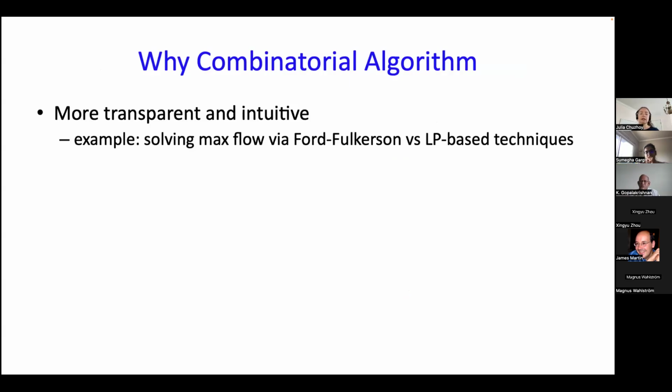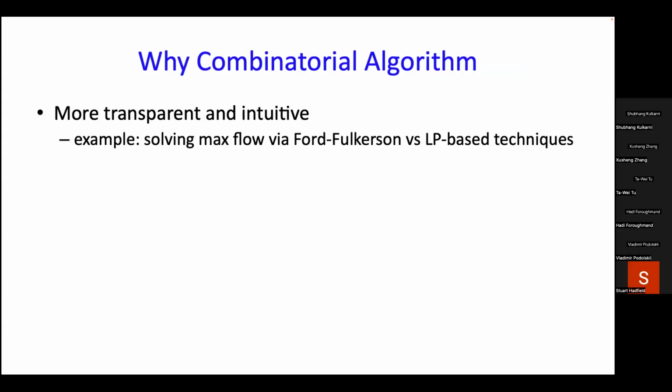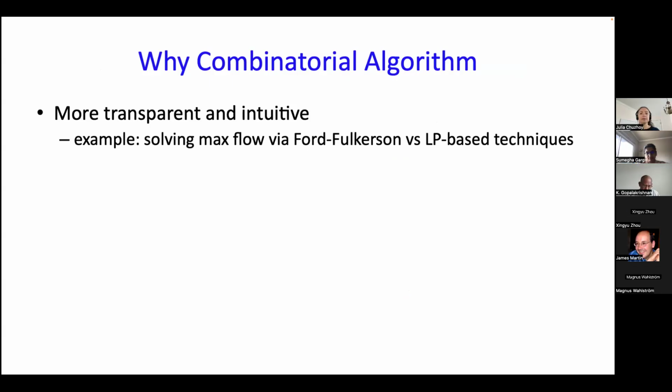So first of all, combinatorial algorithms tend to be more transparent and intuitive. For example, we all know that you can solve Max Flow through linear programming. You cast it as an LP, and then you feed it to an LP solver. But when we teach Max Flow in class, this is not how we do it. We usually teach Ford-Fulkerson or other combinatorial algorithms. So why do we do it? Because with these algorithms, you can see how the flow is gradually constructed. And also they help us introduce really important notions such as residual flow network, augmenting path, and so on, which are really important beyond this problem.